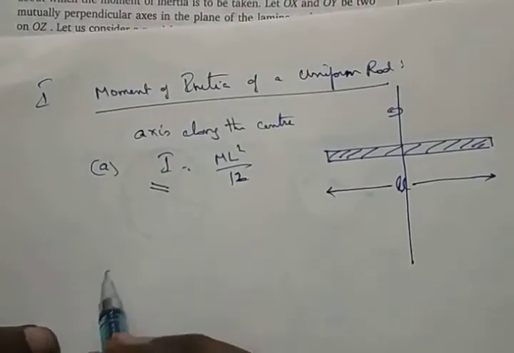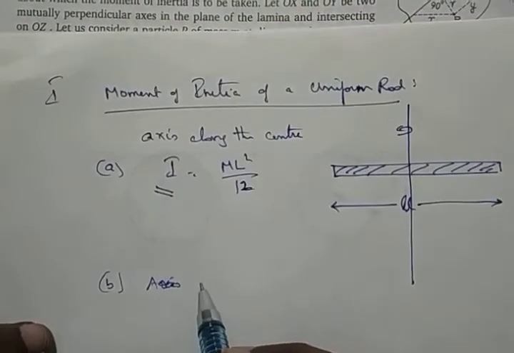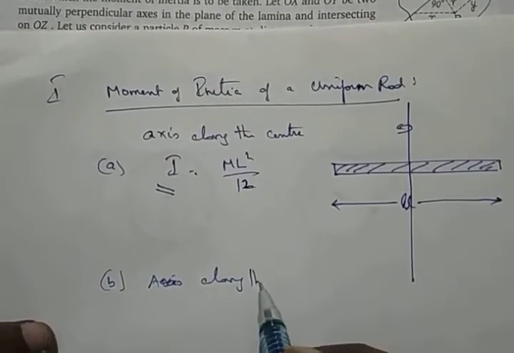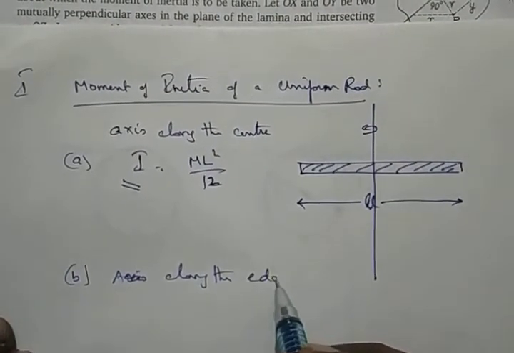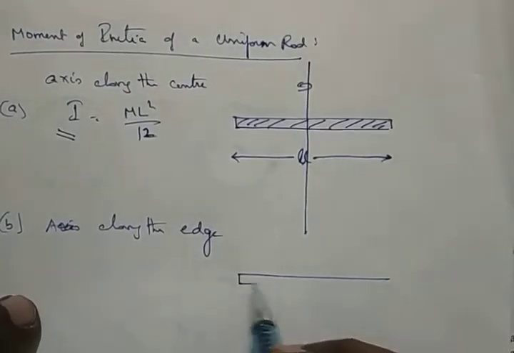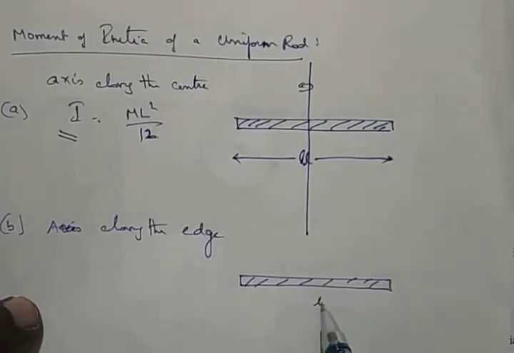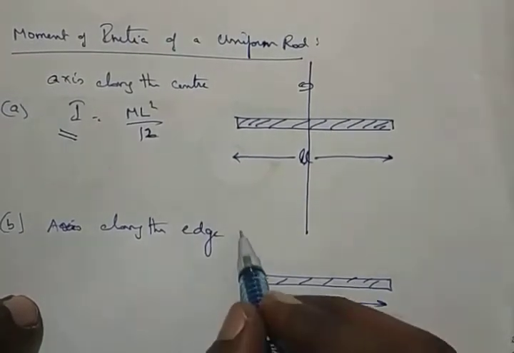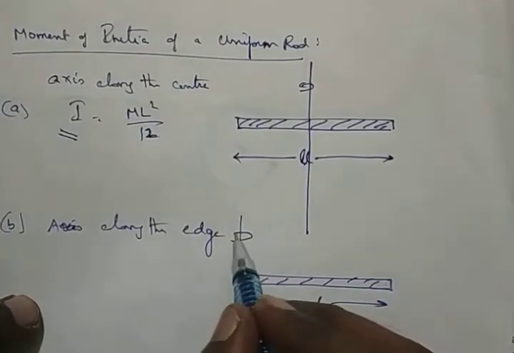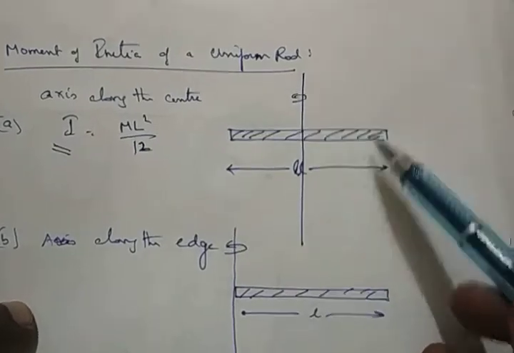Now B part, axis along the edge. Axis along the edge means if you have a scale, the same scale like this, same length, but the axis is put like this. This is the axis. Now tell me which will have more moment of inertia.